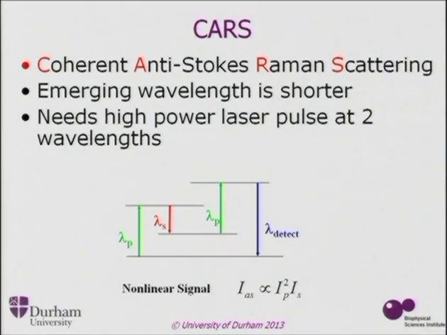So this is going to be the shortest wavelength. These 2 wavelengths are the same, and they're probably in the infrared. So is this one. Then this wavelength comes out at the end, and that's the one we detect. Again, this signal depends on the intensity of the pump squared and the Stokes linearly. So again, we're going to get localized signals.